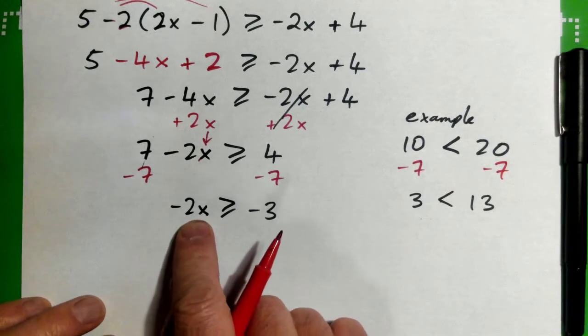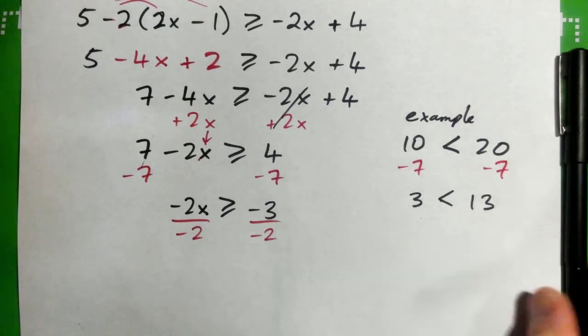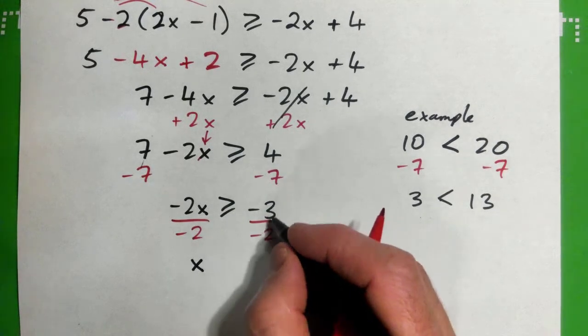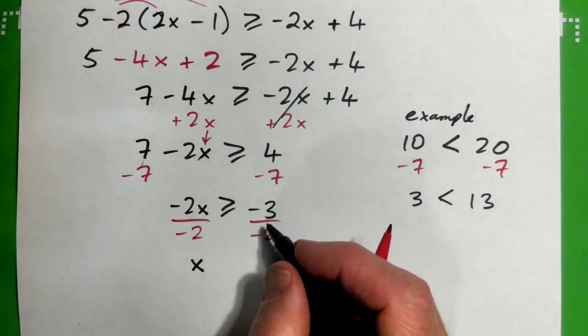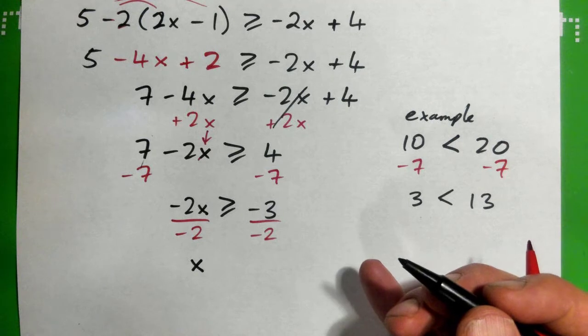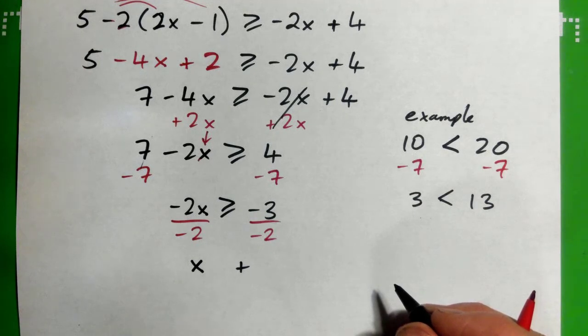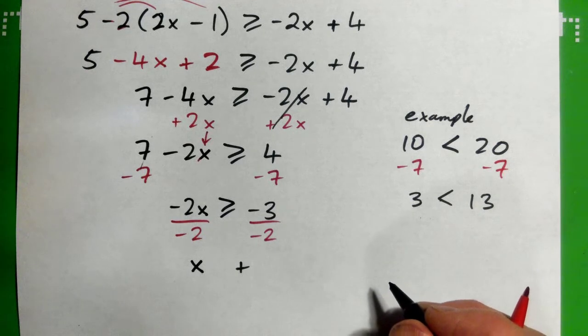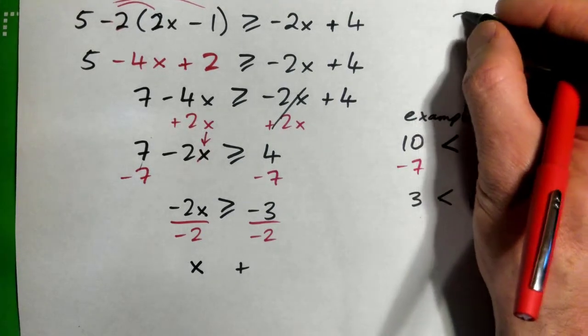Now, what do we do to get x on its own now? Good. So here I get x, and negative 3 over negative 2 makes what? What's the sign? Tell me the sign. Positive or negative? Plus. Good. What would the number be? Well, come up with something. What if your life depended on it? 1. 3 over 2 equals 1.